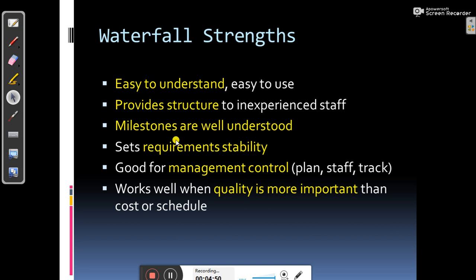Milestones are well understood, it sets requirement stability, it is good for management control, and it works well when quality is more important than cost or schedule. So when you don't think about the cost or the schedule, you can work through the waterfall model, because you might attain quality, but to attain that quality you might lose lots of money, or you cannot maintain the schedule. But if you don't think about those points, this waterfall model might be good while developing a project.